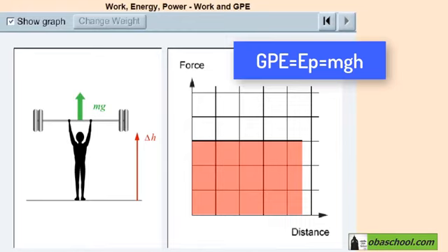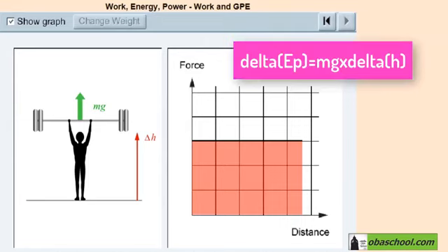More correctly, this should be written as delta E sub p is equal to mg multiplied by delta h, where delta E sub p represents the increase in the potential energy and delta h represents the increase in height.